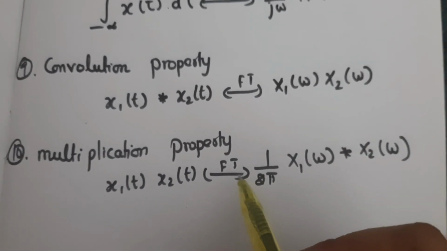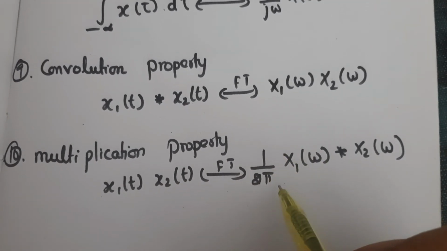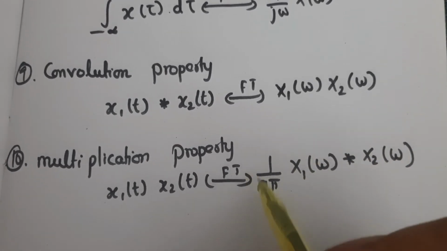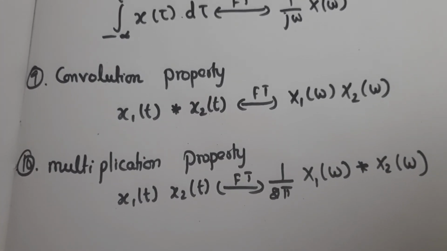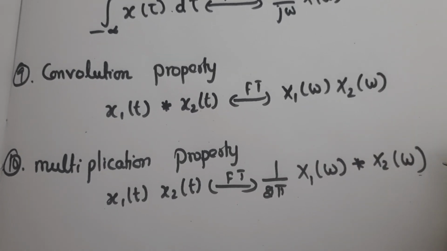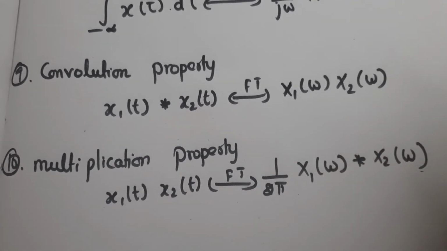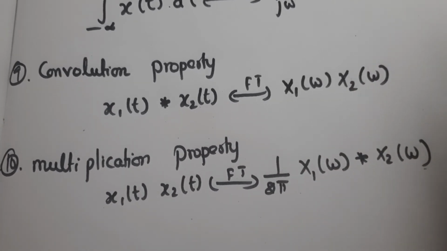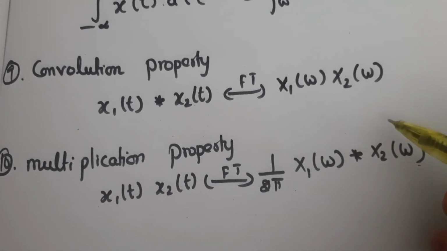Similarly, the multiplication property: multiplication of two signals in time domain gives in the frequency domain 1 divided by 2 pi times the convolution of X1 of omega and X2 of omega. These are the very important properties of the Fourier transform, and you can expect questions from these properties and also the standard Fourier transform pairs. So it is better that you memorize all these points. You can get very good marks in competitive examinations, and this comes under the signal processing unit.